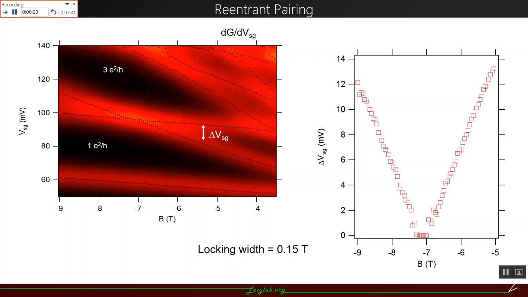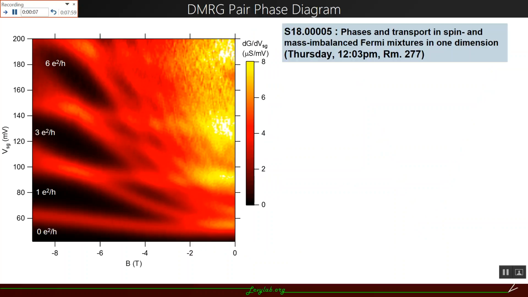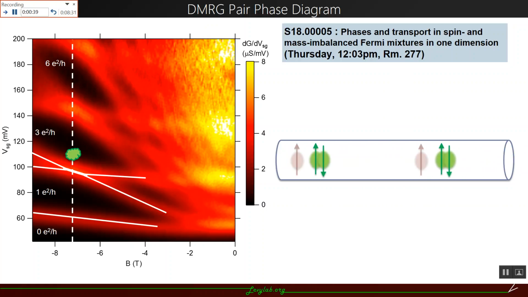Now the phase diagram for these different regimes has been explored with a density matrix renormalization group calculation for attractive fermions in one dimension. And so to learn more about the whole calculation and the various phases that emerge, please see Binbin Tian's talk on Thursday at noon. But here I just want to highlight 3 phases in particular that appear. So first, at the very bottom of this line cut, we have an insulating waveguide. Then as we cross the first subband, now we have a phase of spin polarized single electron transport. As we cross this reentrant pairing state onto this 3 e squared over h plateau, we enter a regime of electron pair transport, where electron pairs are moving ballistically through the waveguide.